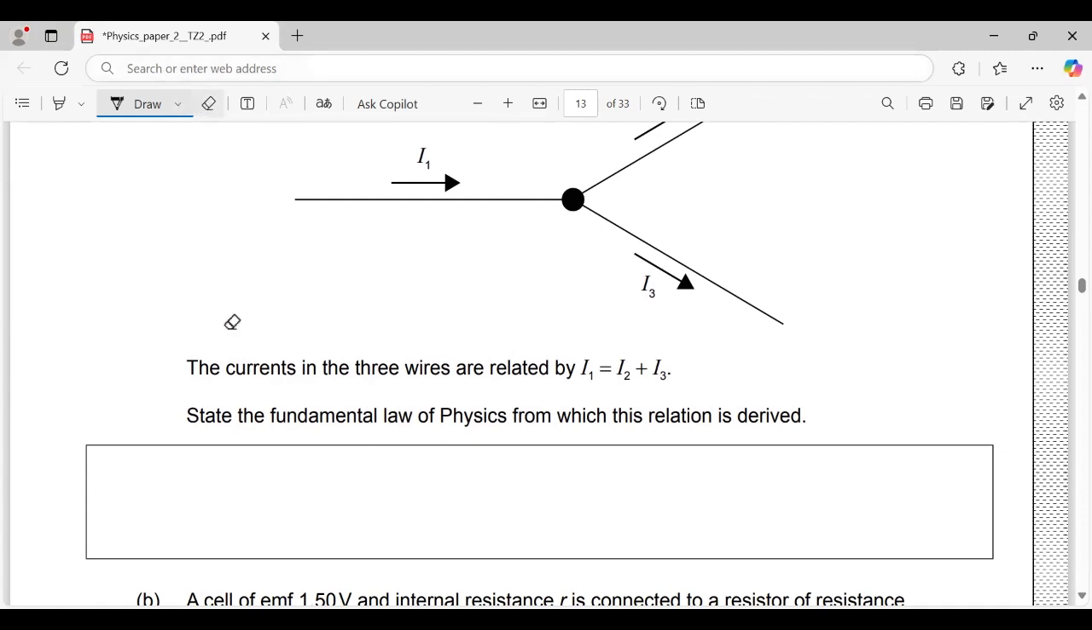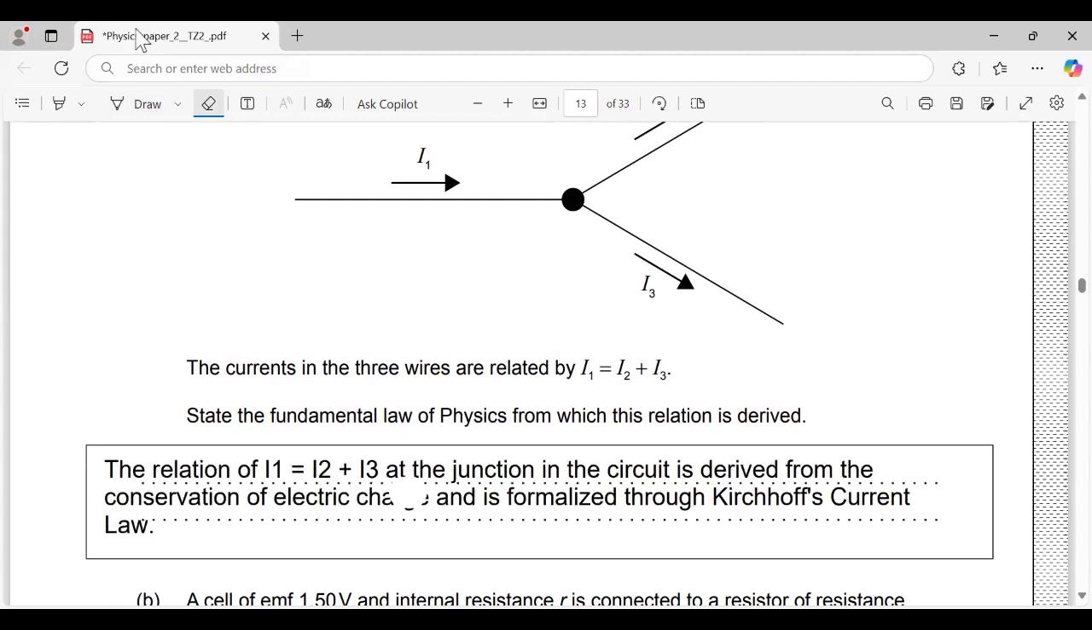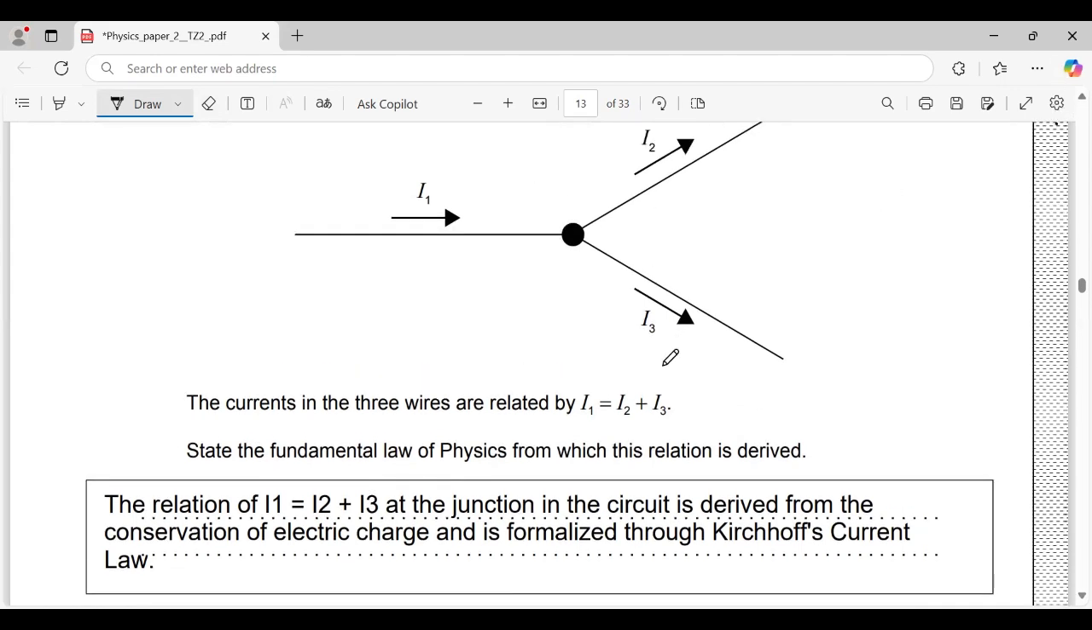I have provided my answer and explanation. The relation I1 equals I2 plus I3 at the junction in the circuit is derived from the conservation of electric charge and is formalized through Kirchhoff's current law. Okay, I think that's clear.